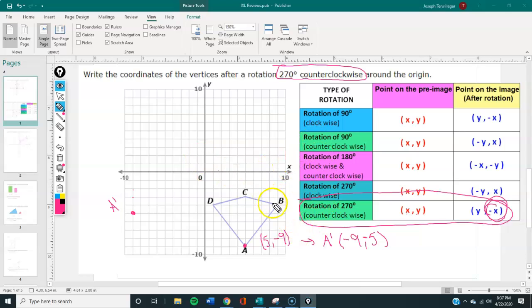All right, next one. Let's look at B. So B is 9, -4, right? So I'm going to switch my x and y. I'm going to put a negative in front of my x, which is my new y. It's -4, 9. So I go over 4, down 9. So that's B prime.